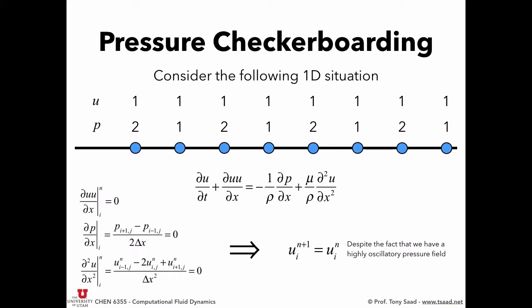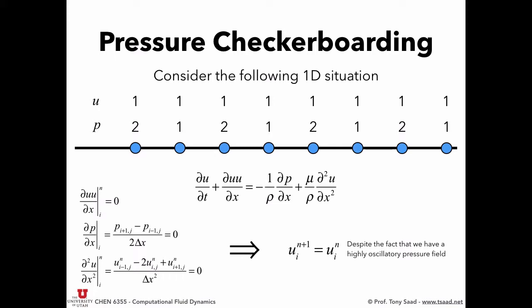Right? That's kind of the initial step. Now, the only way this velocity is going to change is from the pressure gradient. So you go calculate the pressure gradient. It is 0, right? Because at this point, it's 2 minus 2 over 2 delta x, 0. At this point, it's 1 minus 1 over 2 delta x, it's 0.